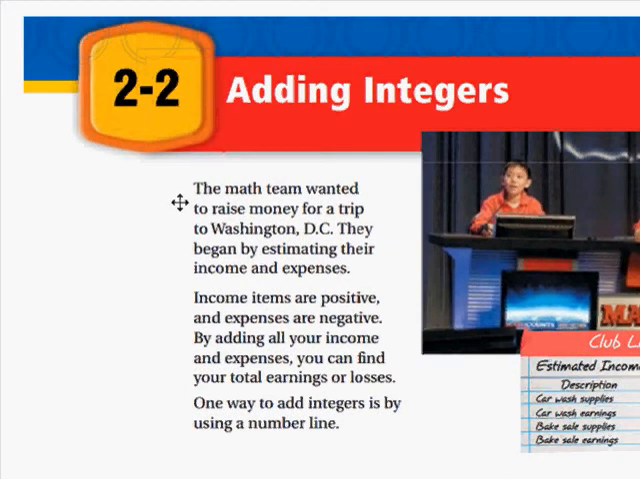The math team wanted to raise money for a trip to Washington, D.C. They began by estimating their income and expenses. Income items are positive and expenses are negative. By adding all your income and expenses, you can find your total earnings or losses. One way to add integers is by using a number line.